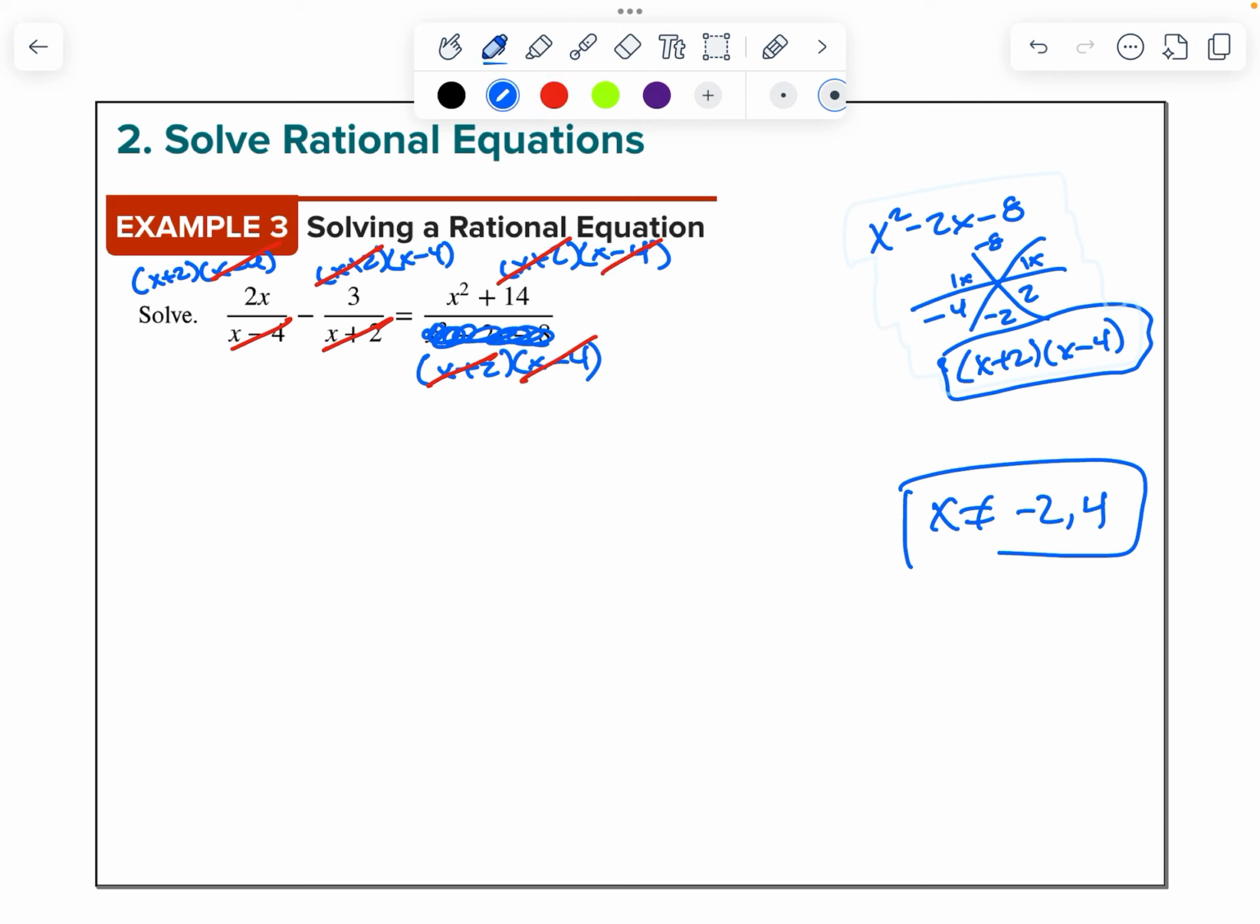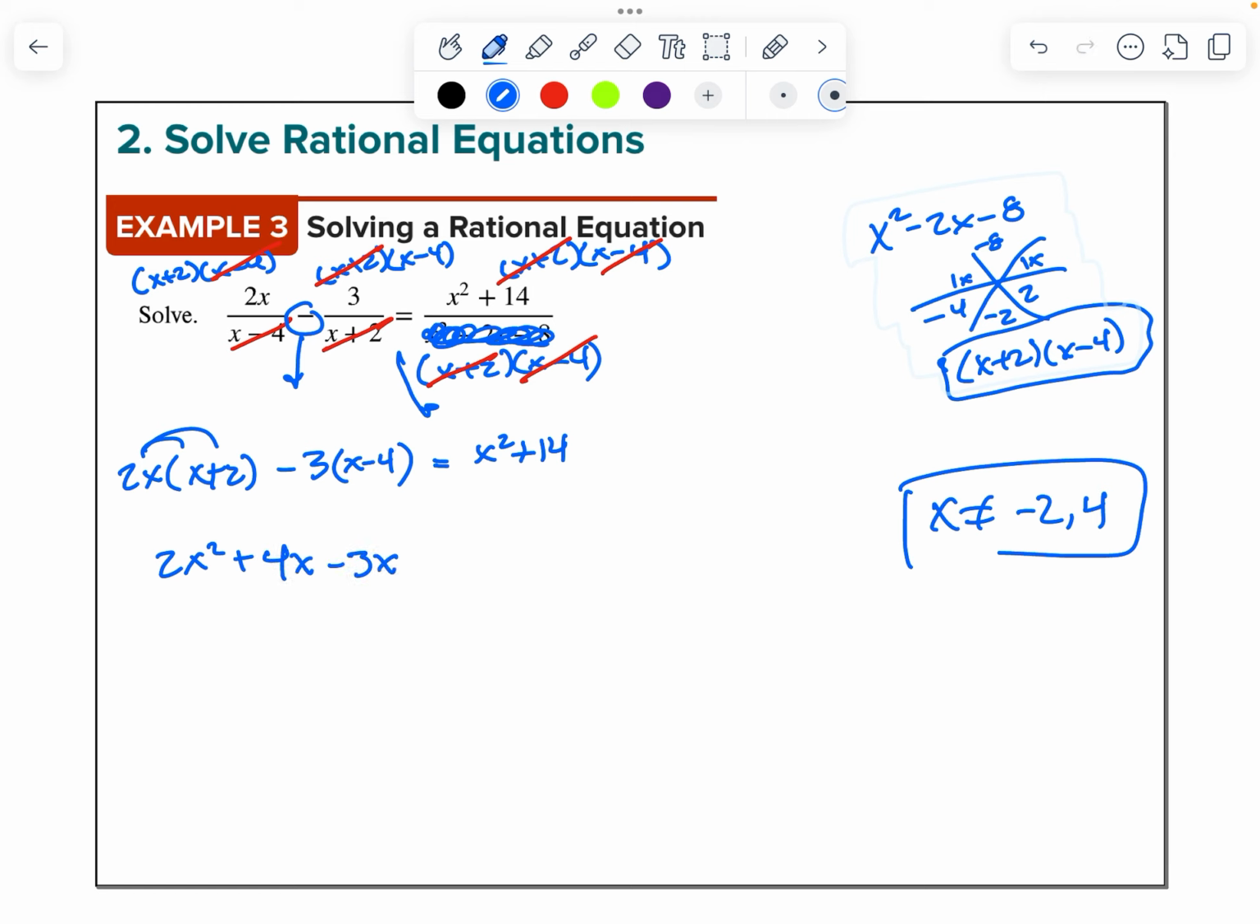We're going to multiply what's left, so 2x times x plus 2 minus, I'm bringing down that minus sign, 3 times x minus 4. Bring down that equal sign. x squared plus 14 has nothing left to multiply with. All right, let's see what we got here. We can distribute: 2x squared plus 4x minus 3x plus 12. This negative 3 has to go to both. Equals x squared plus 14.